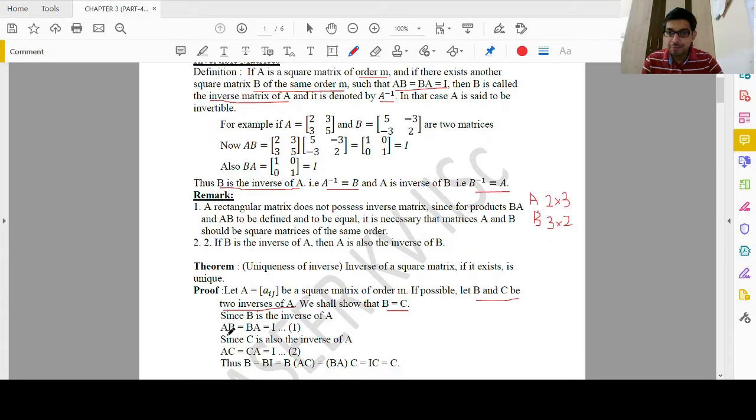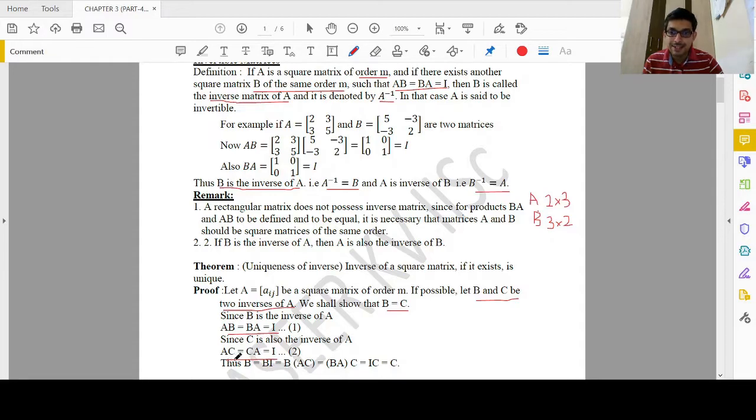Now since B is the inverse of A, AB and BA are both identities. This is by using the definition of the inverse of a matrix. Since C is also the inverse of A, AC equals CA equal to identity. We have to prove that B equal to C. Now B can be written as B into identity, the identity matrix of the same order m. Here we are considering A, B, C to be square matrices of order m. So B can be written as BI.